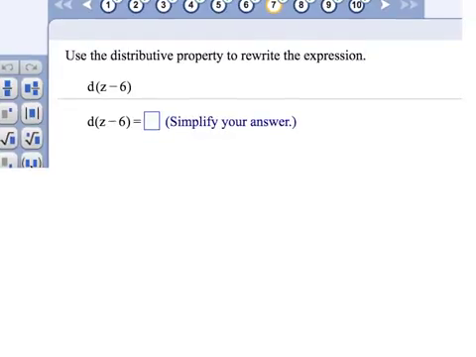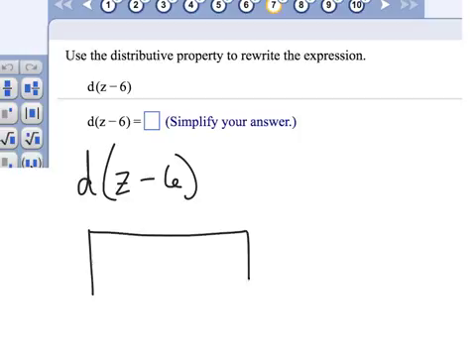So I want to refresh your memory on that rectangle thing. We're going to do that one more time. So you've got d times z minus 6. I want you to think of this as a rectangle. And the rectangle is d high. And now here's the kind of cool, weird thing, I guess: we're going to break this up into z and minus 6, all right?